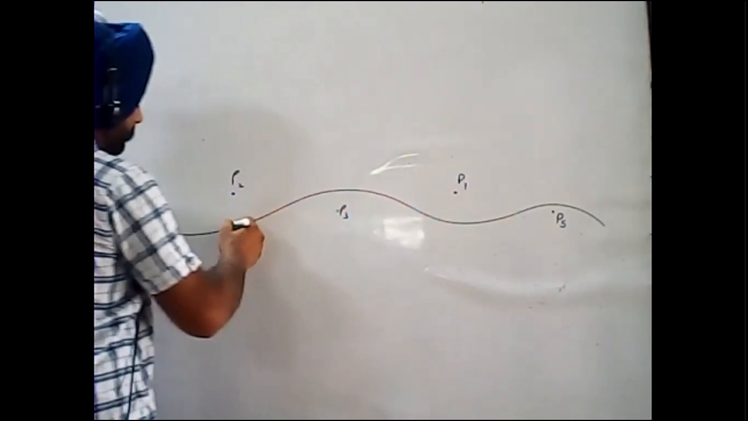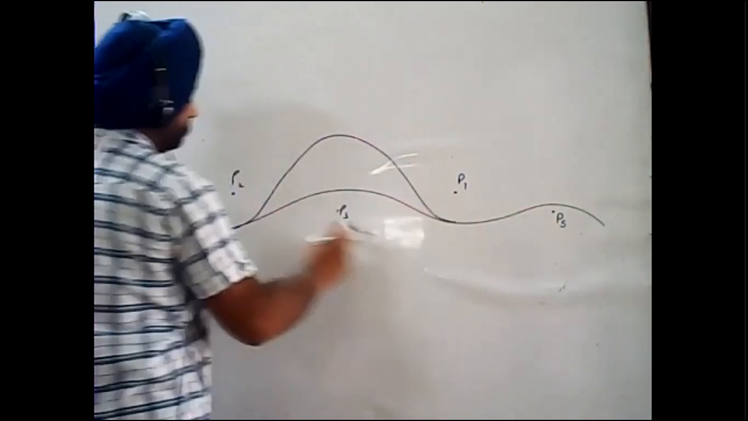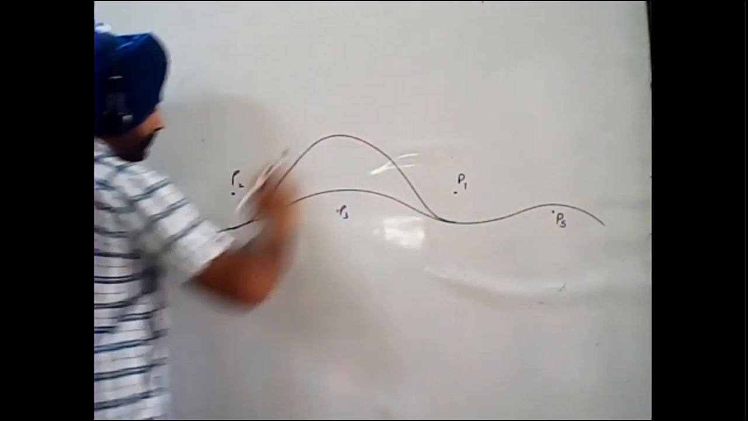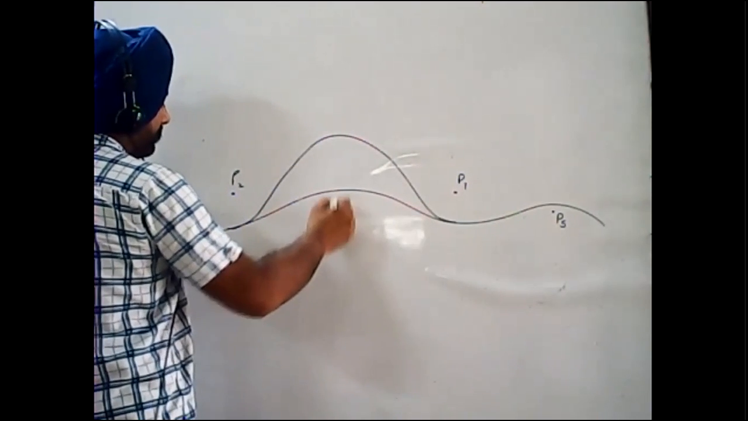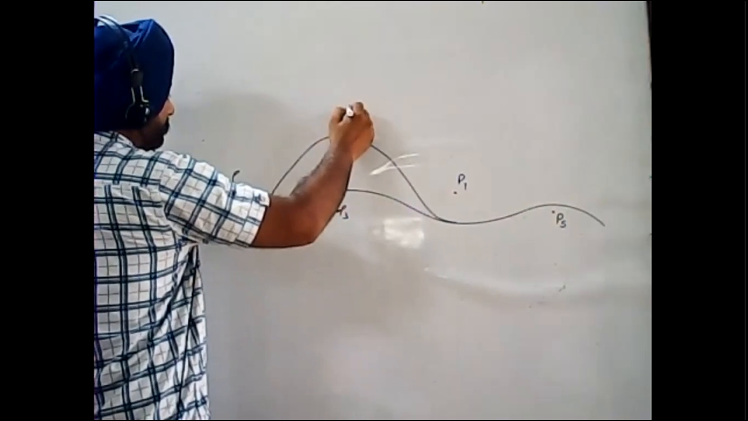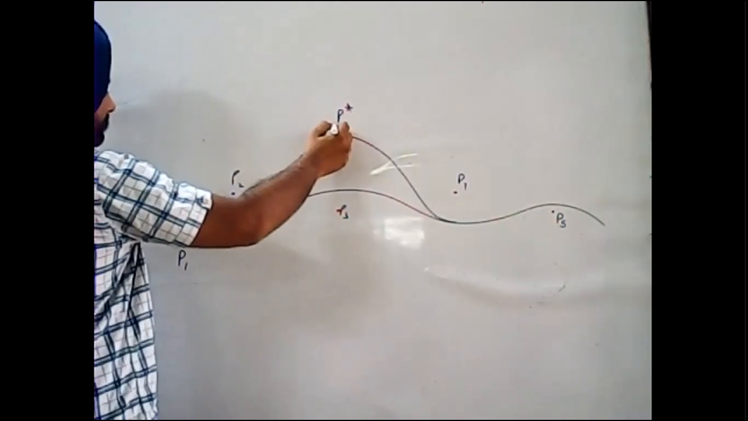And if you want the curve to move like this, instead of passing through this point, we want a sharp curve passing through this. What is to be done is pick this point up and take it to this P3 star or dash. Now the curve will become like this.